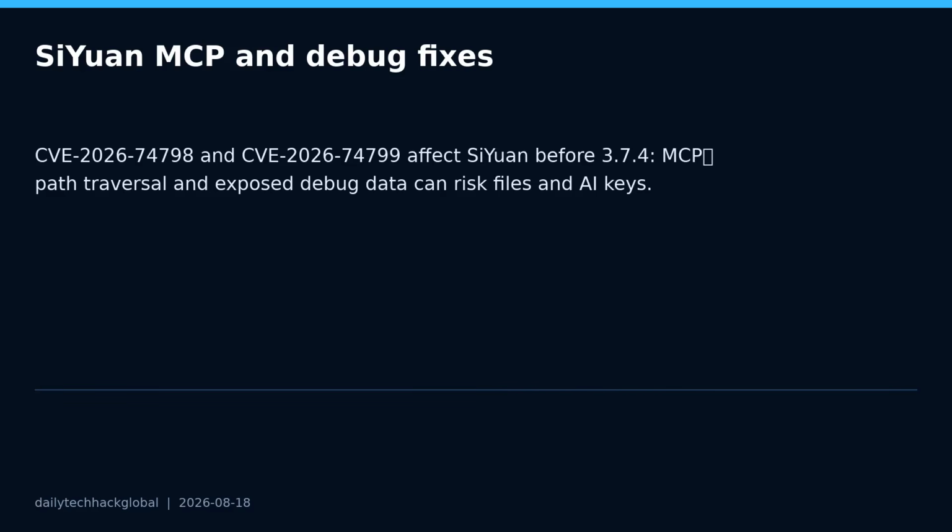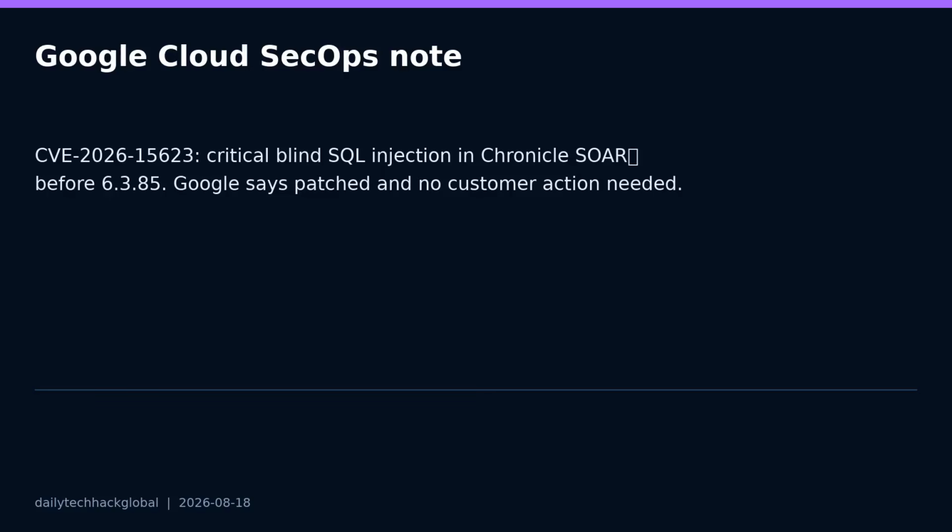CVE-2026-74799 is a critical information disclosure issue where GoProf debug endpoints could be exposed without authentication outside exact production mode, potentially leaking in-memory secrets, including AI provider API keys. Upgrade SiYuan to version 3.7.4 or later, disable unnecessary MCP access, and check whether debug endpoints were reachable from untrusted networks.